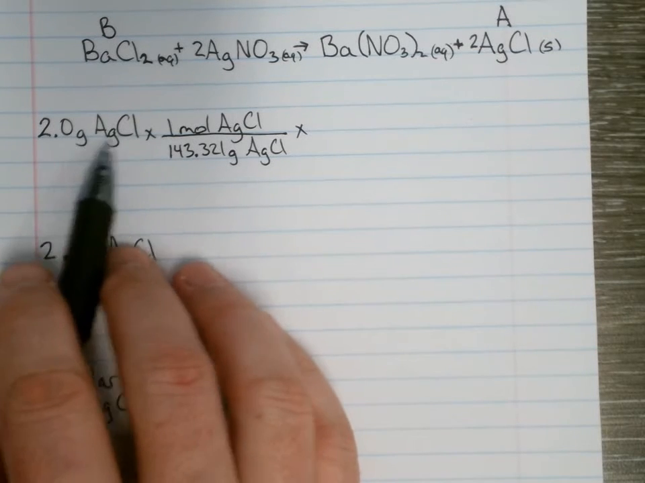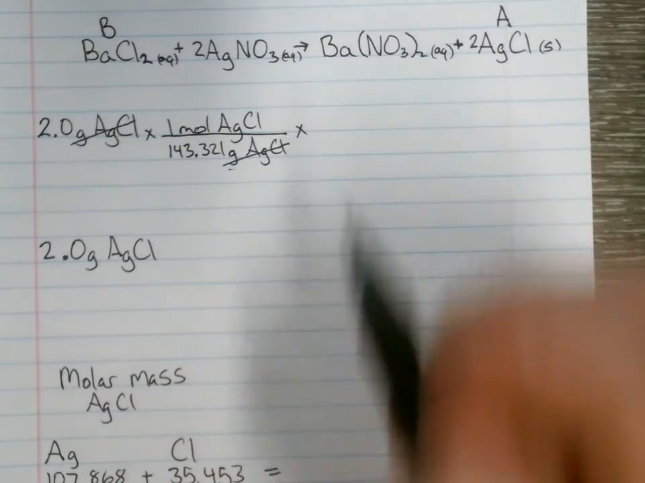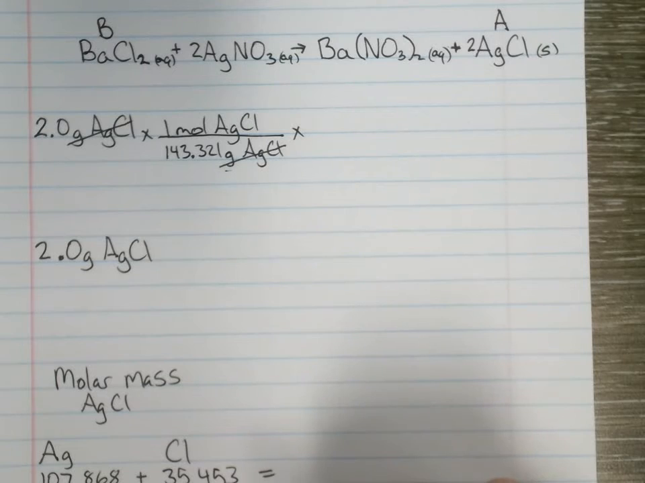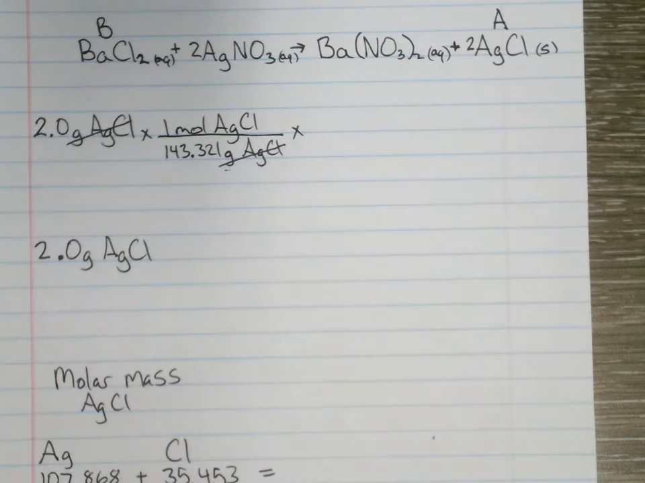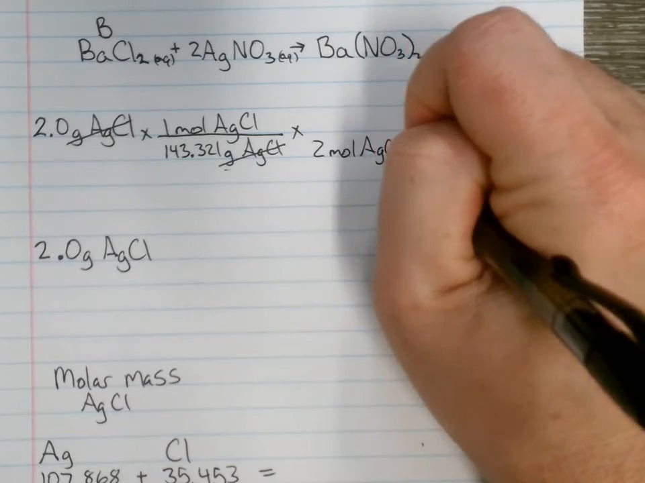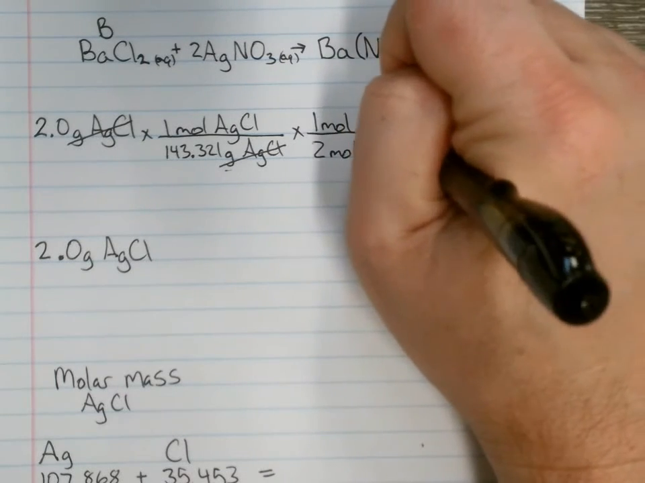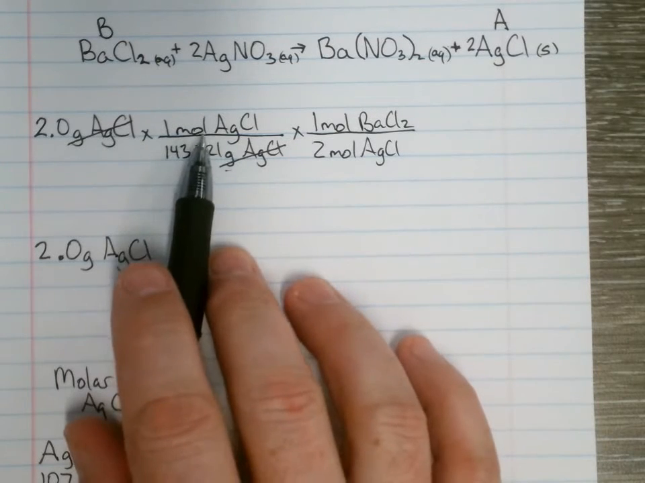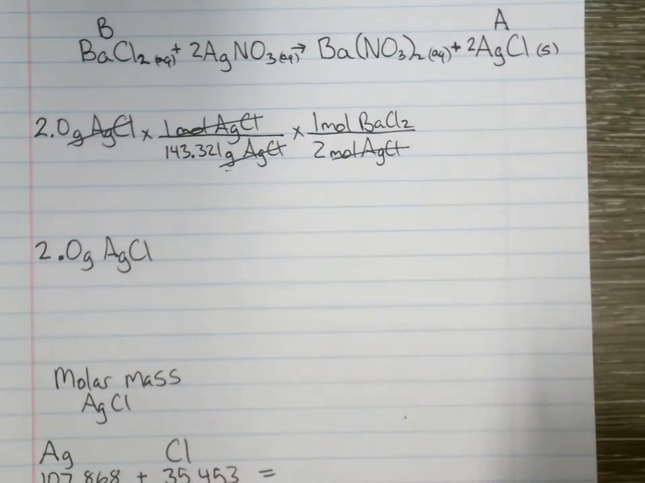You look at our units here, we have grams of silver chloride and grams of silver chloride, so they simplify. Now, your next conversion factor would be moles B over moles A. Moles B is barium chloride, moles A is silver chloride. So when you look at the balanced equation, we have 2 moles of silver chloride and 1 mole of barium chloride. Moles of silver chloride on top, moles of silver chloride on bottom, so they reduce.